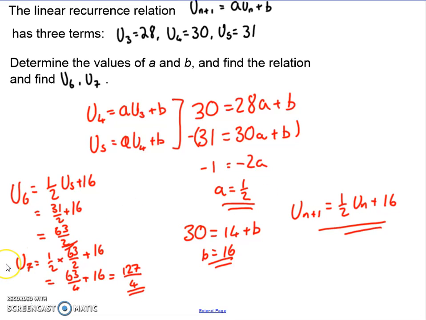So I've been able to use it to calculate consecutive following terms. So it's fairly straightforward once we set it up. We just have to remember we need at least 3 consecutive terms, set up simultaneous equations, and use those to calculate the missing parts of your recurrence relation.